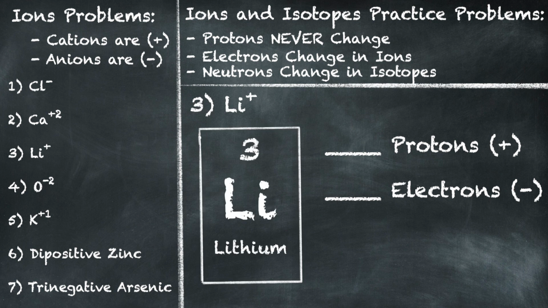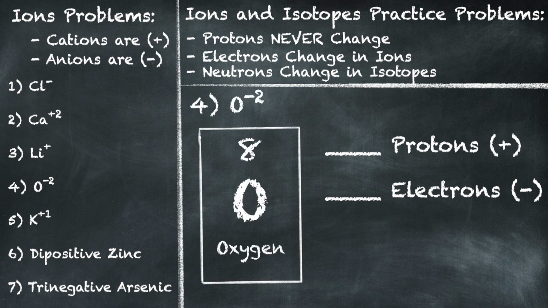Let's go down to lithium plus. Lithium has an atomic number of 3. That means it has 3 protons. The plus 1 overall says it has one more proton than electron, so we have 2 electrons in lithium plus. Now let's go to O minus 2. By oxygen having a negative 2 charge, we know that it has 2 more electrons than protons. Oxygen's atomic number is 8. That means it has 8 protons. Because it has 2 more electrons than protons, the negative 2, that's going to mean it has 10 electrons.